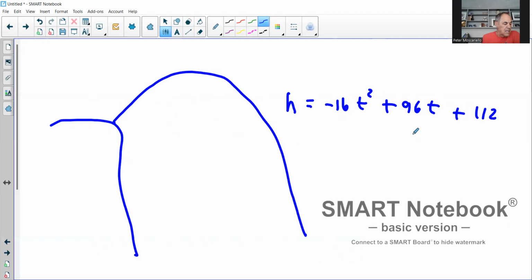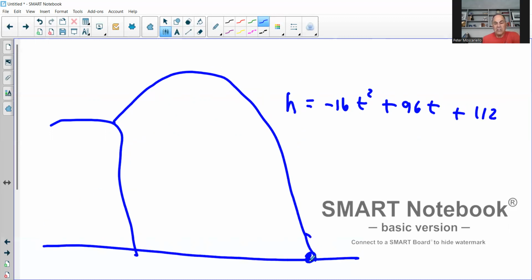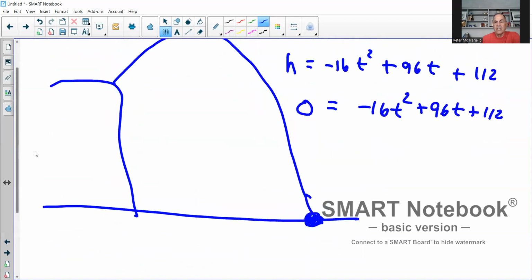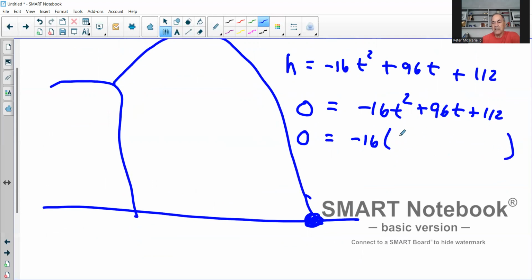Okay, so part A, how long before the projectile hits the ground? When it hits the ground, our height is 0. So you put in 0 for h. And now you solve this. You can go right into quadratic formula. You can try to factor it. And I'll give you a little hint. On the test, guarantee you can factor out a negative 16. Don't factor out 16, factor out a negative 16.